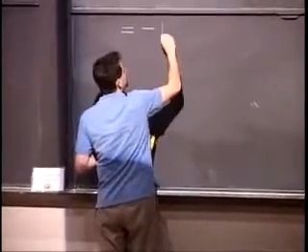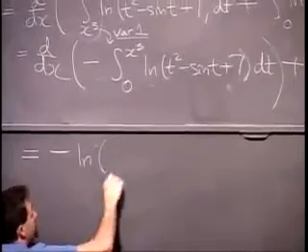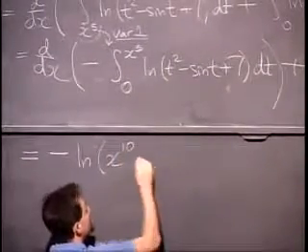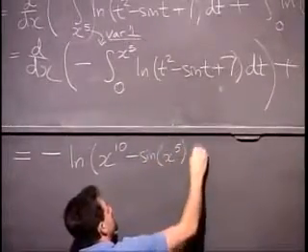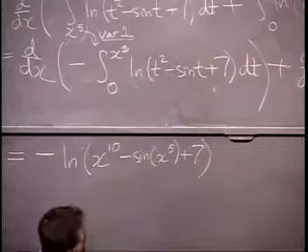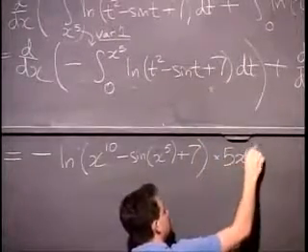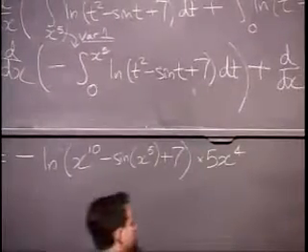I'm just going to take this integrand, and where I see t, I'm going to put x to the 5. So I'm going to put t squared is x to the 10 minus sine x to the 5 plus 7. And now I've got to use the chain rule in a way of multiplying by the derivative of x to the 5. So that takes care of the first derivative, well, the first piece.